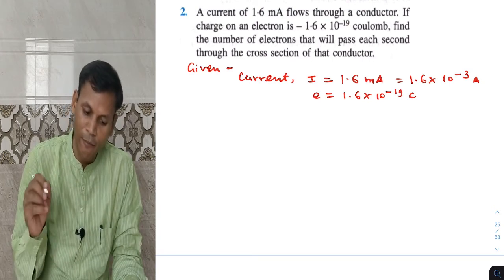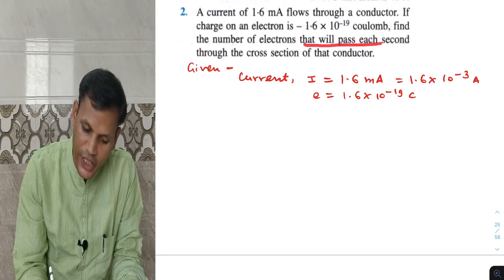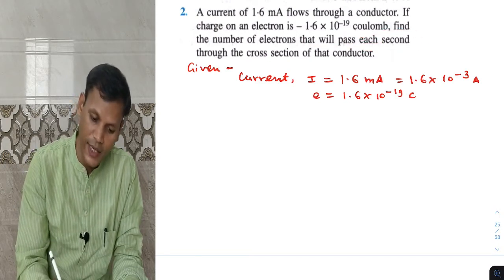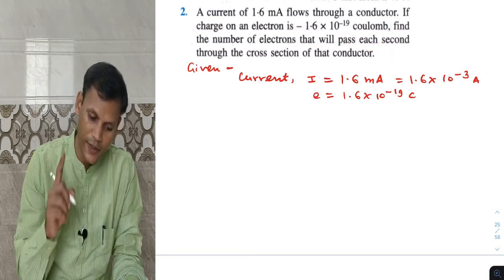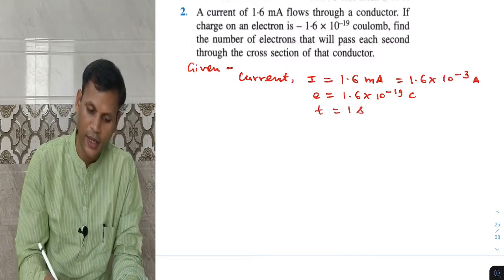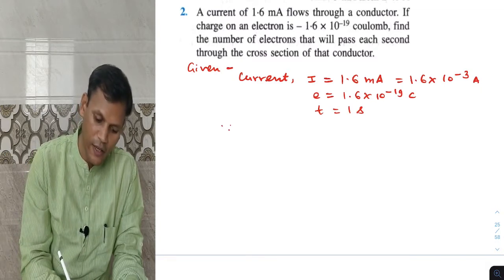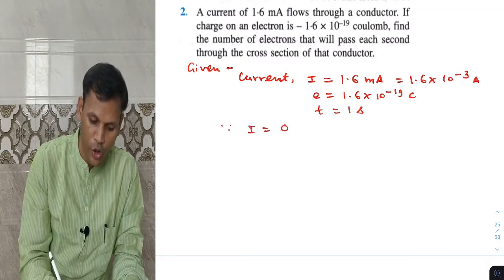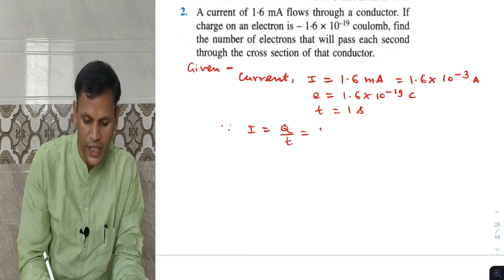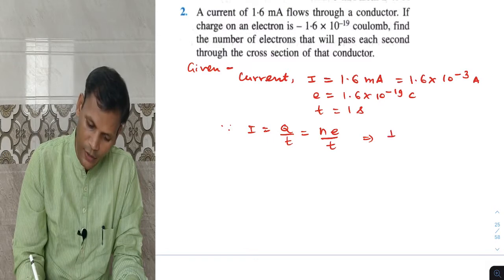So find the number of electrons passing each second. Each second means time is 1 second. So time is 1 second, and we have to calculate the number of electrons. We know that I is equal to Q by t, which is Ne by t. So I is equal to Ne by t.